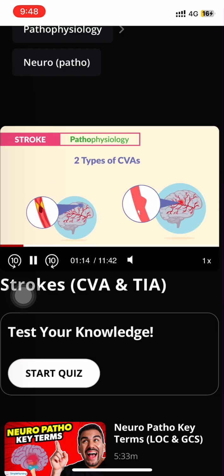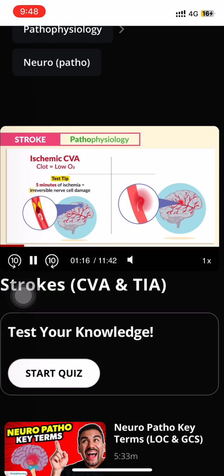Now there are two types of CVAs. Ischemic, meaning that low oxygen, typically from a blood clot that cuts off oxygen supply, also called embolic or thrombotic stroke. And a hemorrhagic stroke, like an aneurysm. So bleeding from a ruptured blood vessel, resulting in high risk for increased ICP.